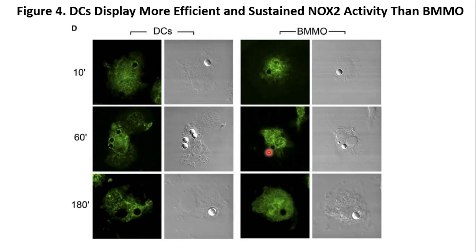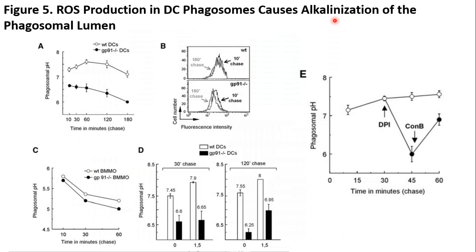Here you can see they both sustain, but after more time, only DCs sustained clear visualization of these structures. And this is linked with the NOX and the activity of the subunit p47phox, that is a subunit of NOX. So to test the possible involvement of NOX2 in the control of phagosome pH, they measured phagosome pH in DCs with gp91 defective and wild-type DCs.